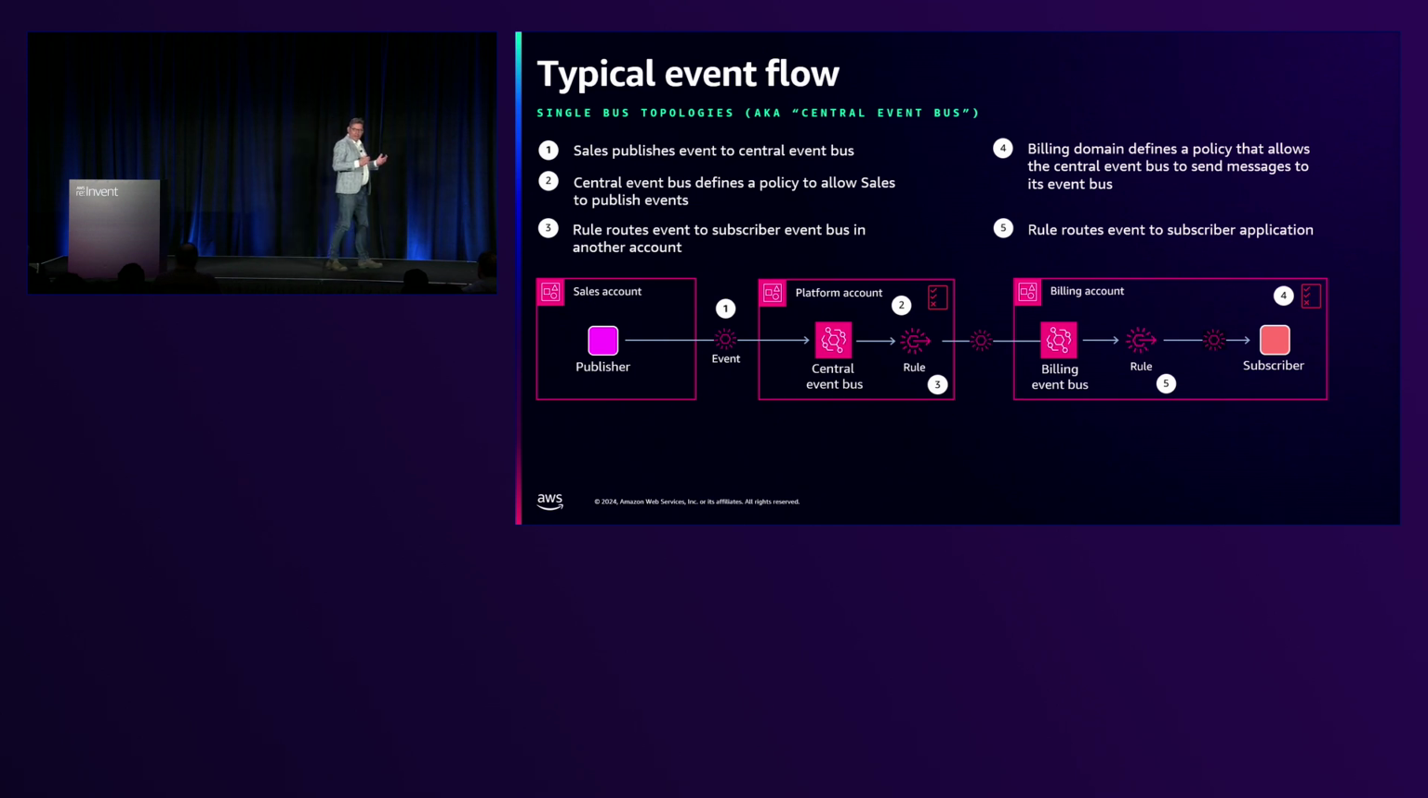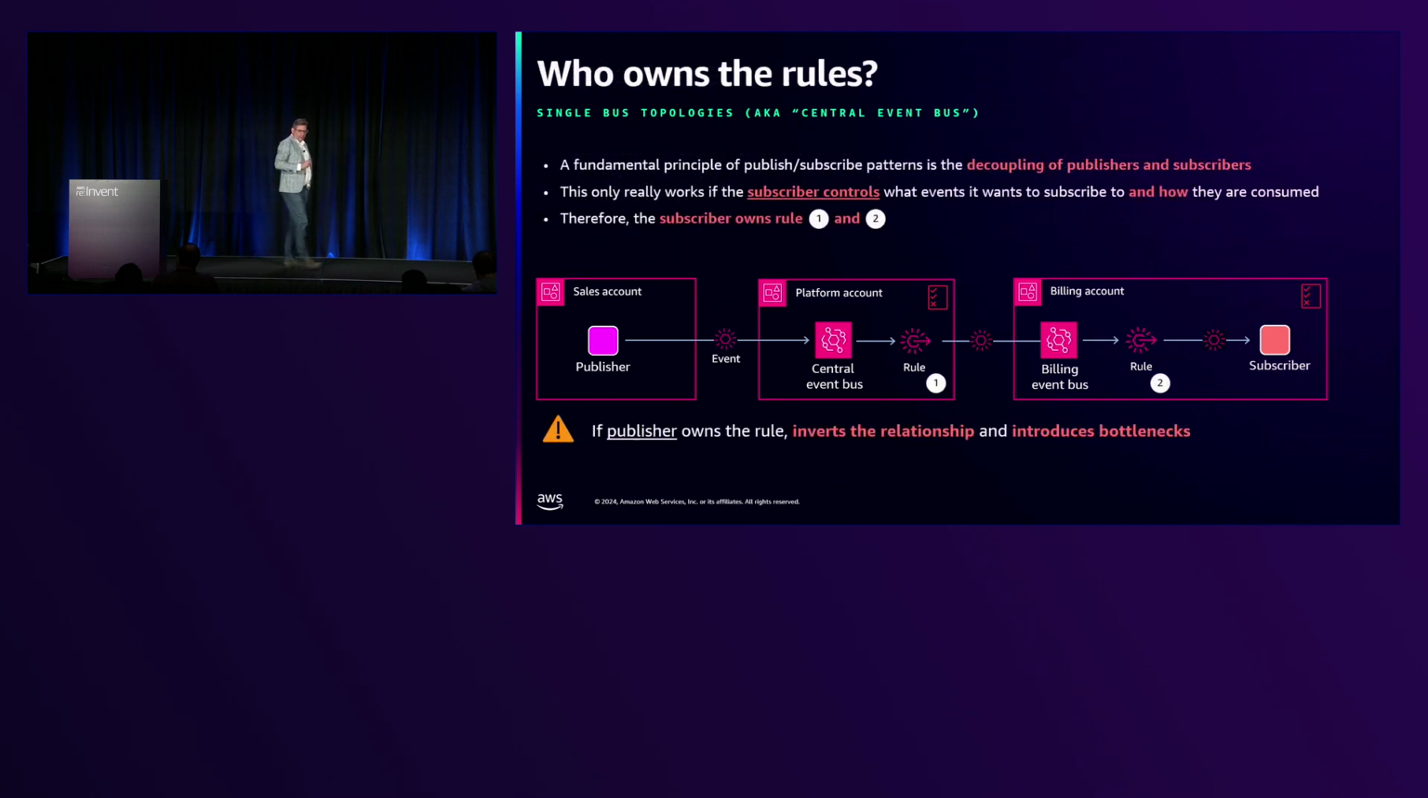Now, in the billing domain, we have to define a policy that says that EventBridge has the permissions necessary to send events to the event bus in the billing domain, right? And once that event is received in the billing account, then the application teams can create a rule on its event bus, and then it can use that rule to process the event in any way it needs to. Right. The question now is, who owns the rule, right?